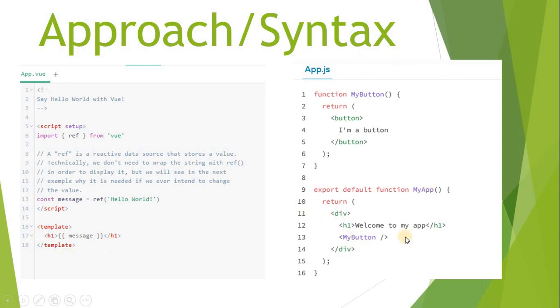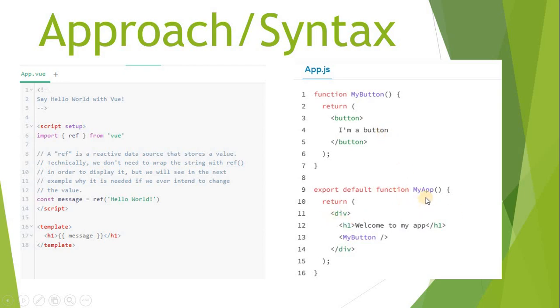So this is the example, the right side example is for React.js. Here we have created two functional components. One is MyButton and the second one is MyApp, that are returning some HTML. MyButton returns a button element which contains the text "I am a button".